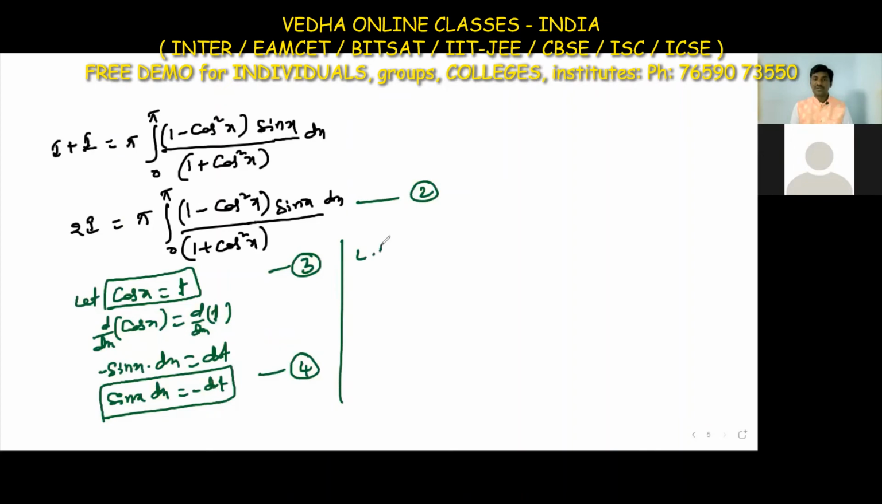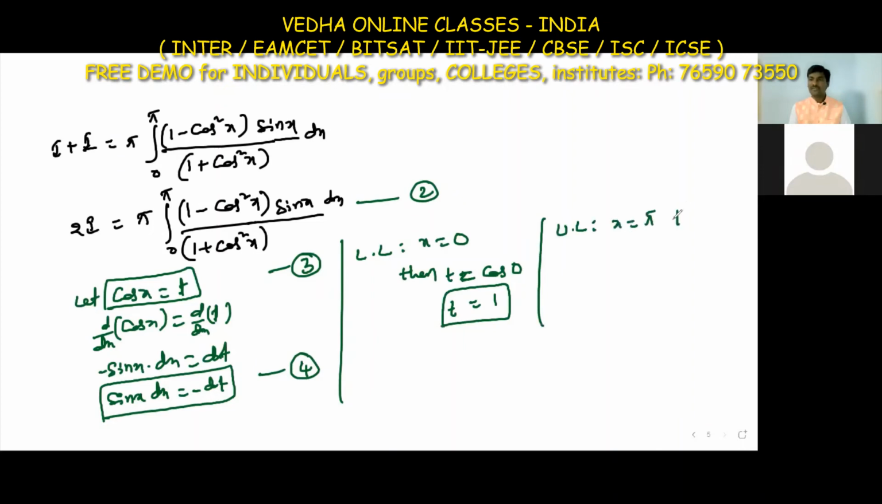Change the limits also. Lower limit: x is equal to 0. If x is equal to 0, then t is equal to cos 0, which is 1. Next, the upper limit: x is equal to pi. If x is equal to pi, then t is equal to cos pi, cos 180, whose value is minus 1. These are the values we are going to substitute in equation number 2.